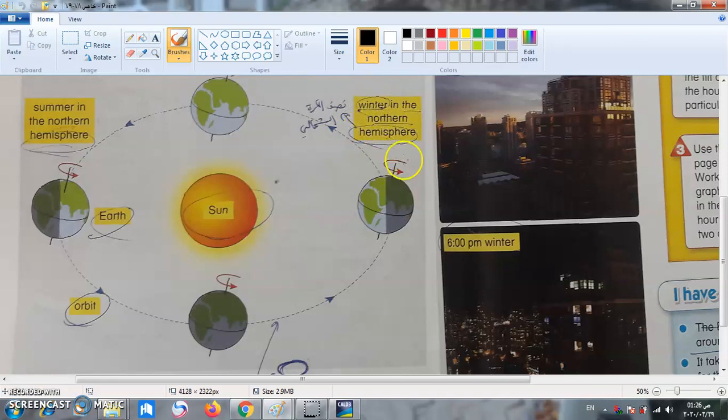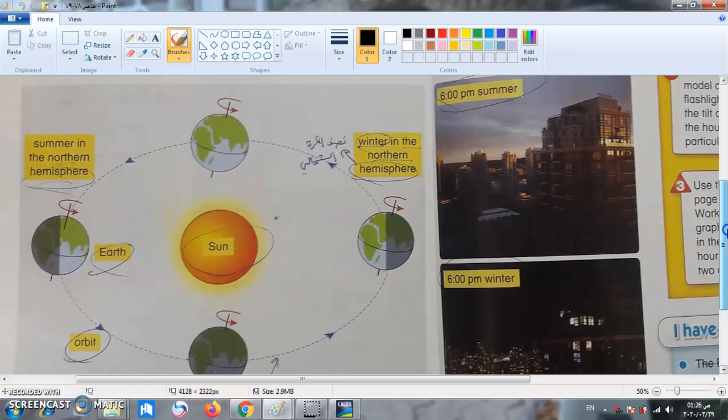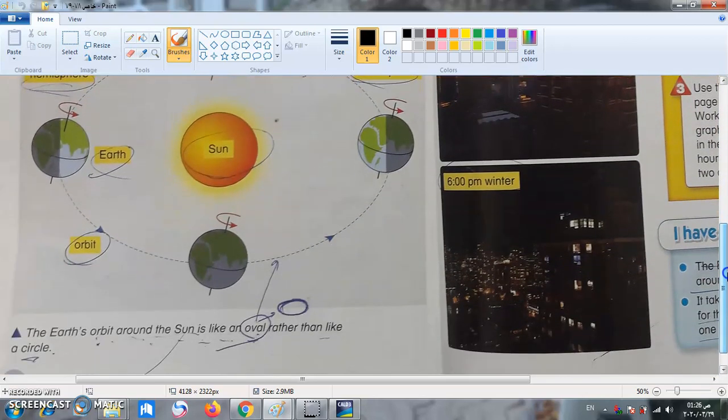So this is winter here. And here, summer in the northern hemisphere. الصيف في نصف الكرة الشمالي. Okay, and what about here? As we said, it's an orbit. He said the earth's orbit around the sun is like what? An oval, rather than like a circle. So the earth rotates around in an orbit around the sun in an oval shape. في شكل أو مدار بيضاوي يا شباب. Not a circle. ليس المدار دائري ولكن an oval بيضاوي. The shape as an egg.